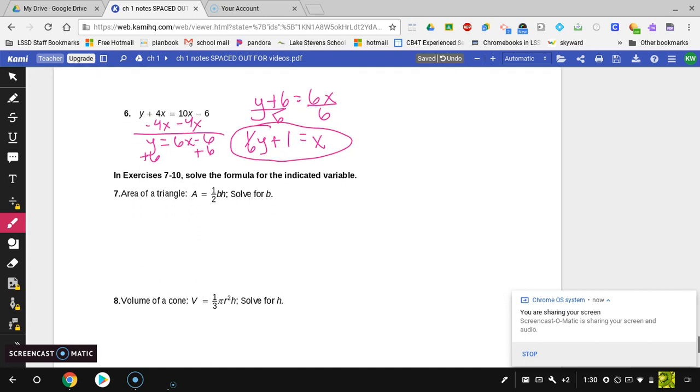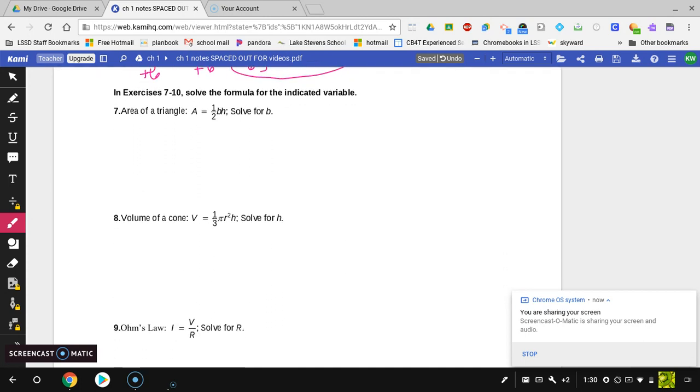Okay. So we've got some formulas that are common formulas that we can solve to get a variable by itself. So to get b by itself on number 7, we've got to get rid of the 1/2 and we've got to get rid of the h.